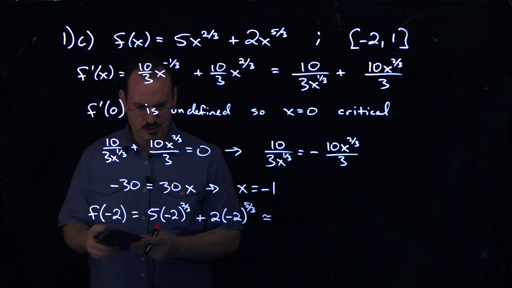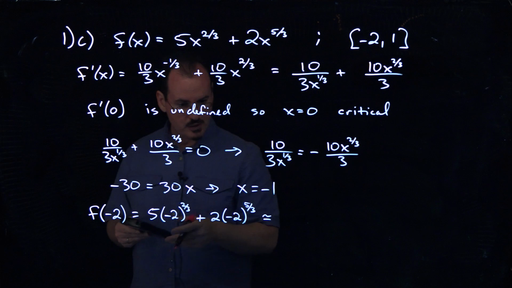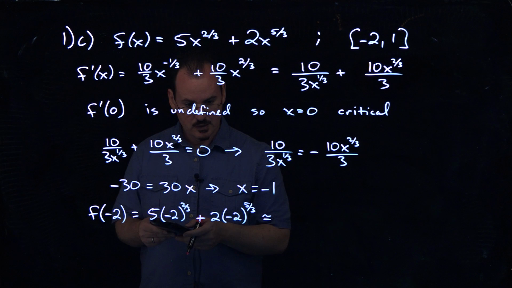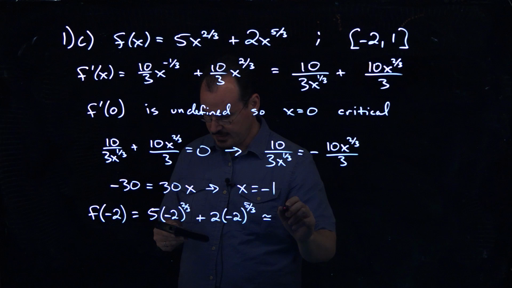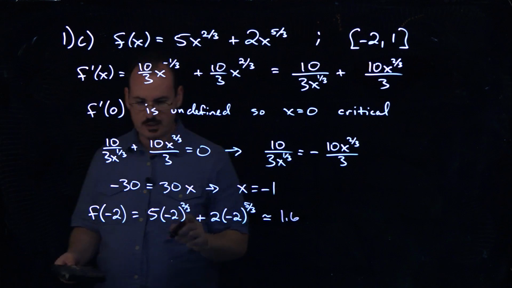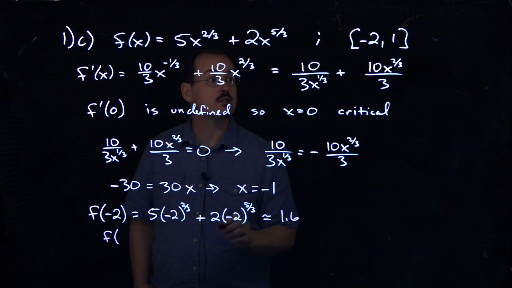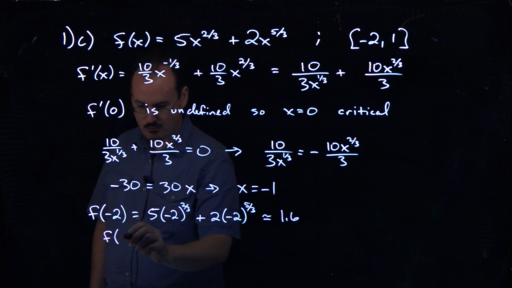I'm going to have to enter this a little bit differently in my calculator here. So I'll get 5 times cube root of 4. So for my decimal approximation here, I'm going to get about 1.6. Okay, and again, that decimal approximation is good for helping us to determine which one is the actual largest and which one is the actual smallest. Okay, so my next number that I need to plug in here is -1.